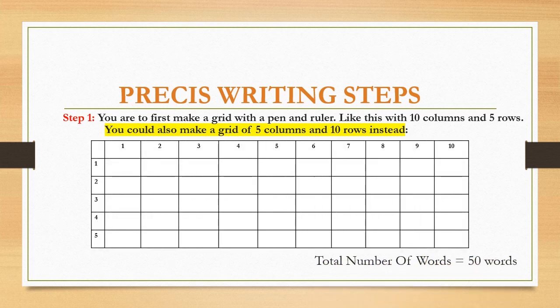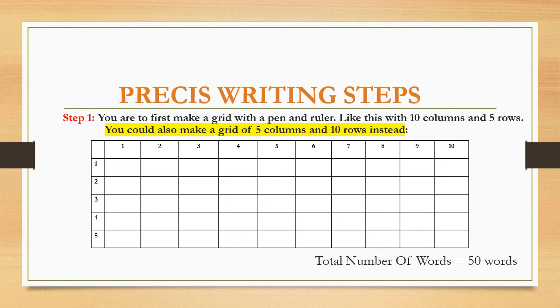This is the grid. This is how it looks like. Now in my grid, I have 10 columns and 5 rows. So the columns are the ones with the vertical lines and the rows are the ones with the horizontal lines. So my grid has 10 vertical lines and 5 horizontal lines.